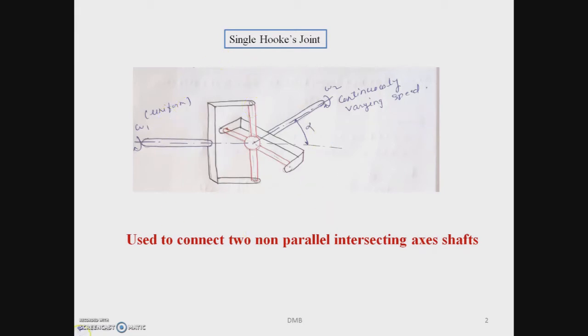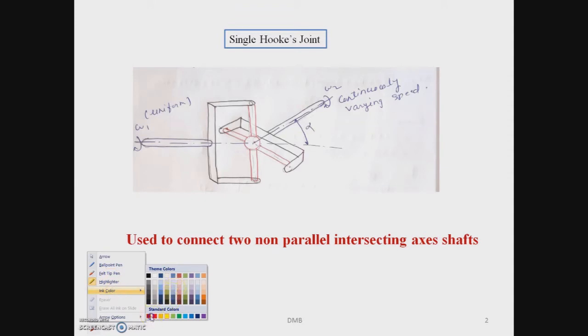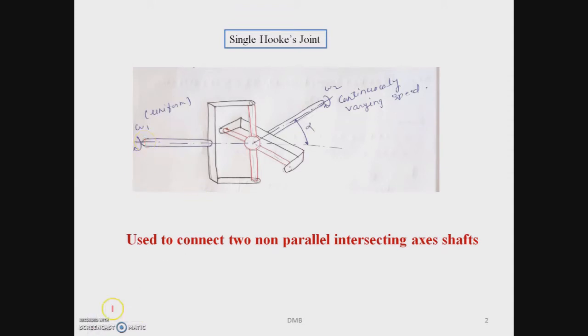This is a single Hooke's joint. Now, single Hooke's joint is used to connect two non-parallel intersecting axis shafts. So this is the input shaft and this is the output shaft. Input shaft is connected with a fork at its one end, as well as output shaft is also connected with a fork at its one end.